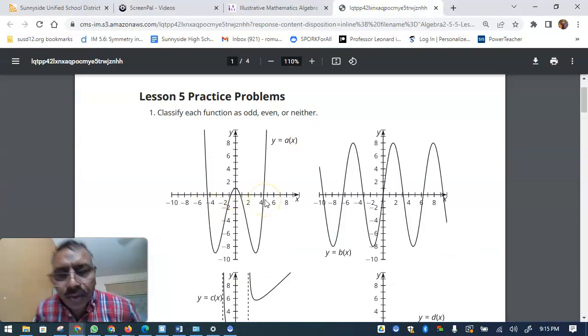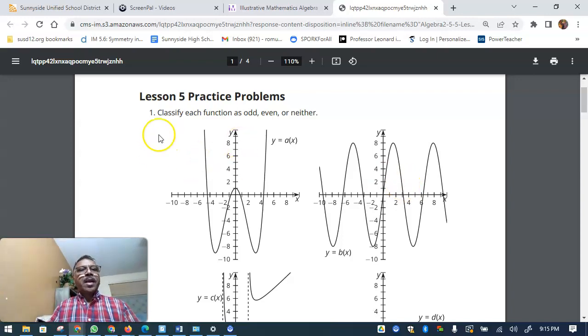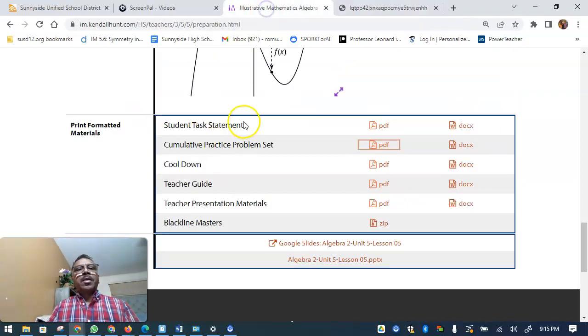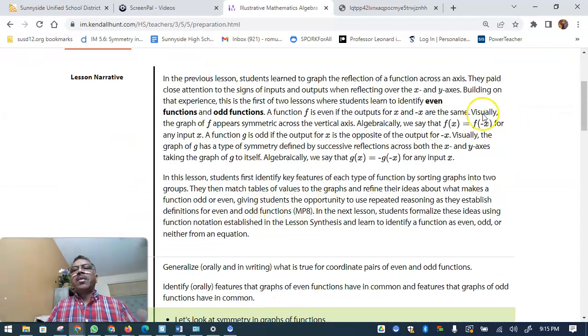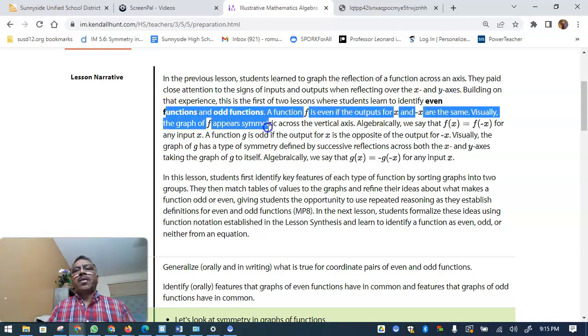Okay, hello students. Here I'm walking through a practice problem, Unit 5, Algebra 2, Lesson 5, and the main goal is to understand the meaning. The concept is about even and odd functions.